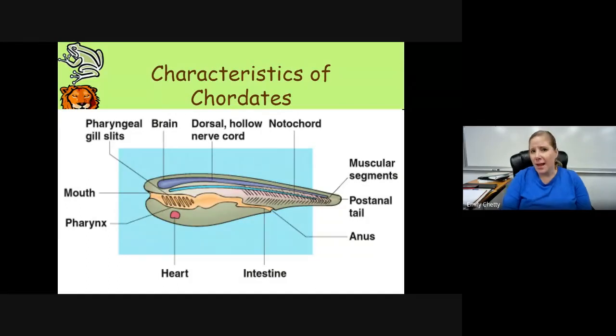So that's where I'm going to stop today. What we need to remember, we talked about the true tissues, the germ layers, so ectoderm, endoderm, mesoderm. Sponges don't have any. Cnidarians and ctenophores have 2. Everything else has the 3.